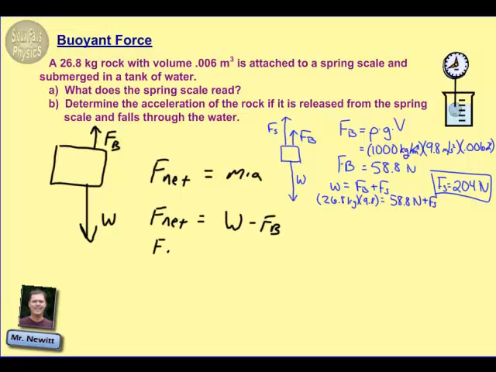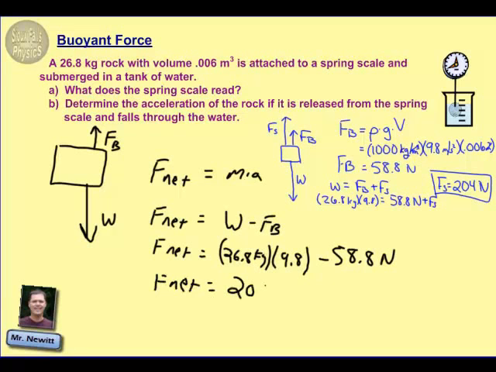So if I calculate that, the F net, the weight of the rock, again, was 26.8 kilograms multiplied by the 9.8, minus the buoyant force, which we calculated from part 1 at 58.8 newtons. That will give us a net force of approximately 204 newtons. What we had already got in part 1.